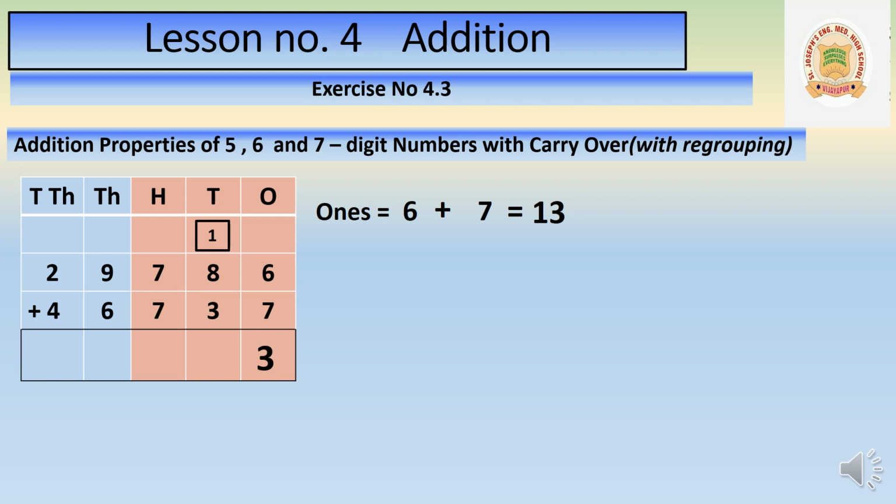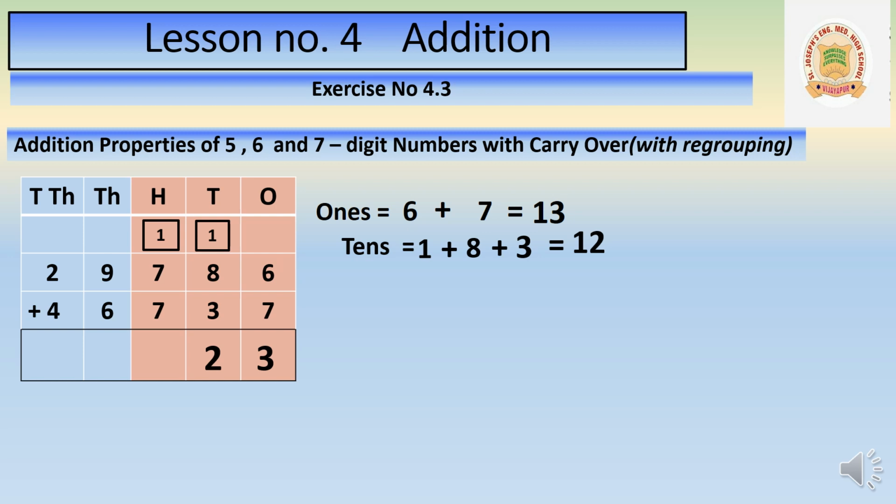Now let us check the tens place. In the tens place, they have given 2 digits, that is 8 and 3. To these two numbers, we have to add the carry number also. So 1 plus 8 plus 3. The sum of these 3 digits is 12. Again 2 will be written in the tens place and 1 will be carried over to the hundreds place. Got the idea, children?